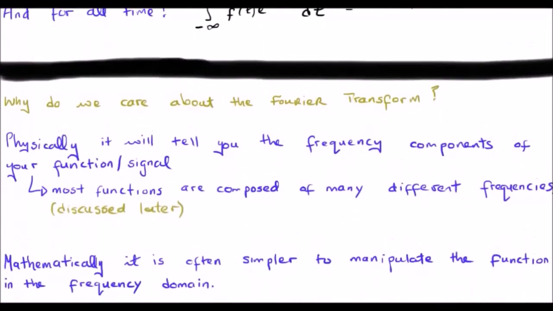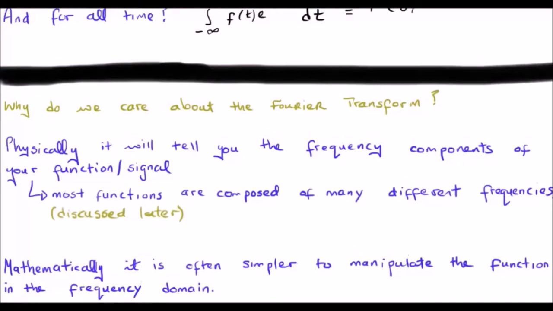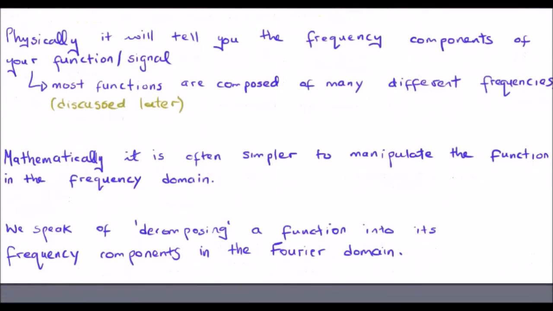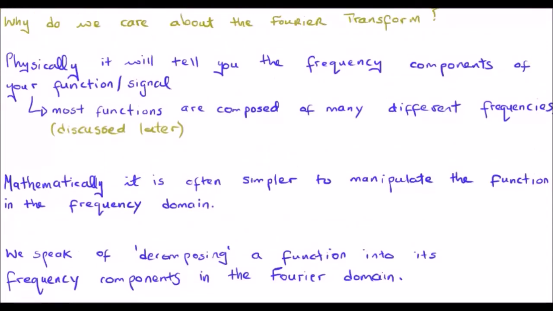So why do we care about the Fourier transform in the first place? Well, physically it will tell you the frequency components of your function or signal. Most functions are composed of many different frequencies, and that's something I will discuss later. So for the moment I'd like you just to accept that. Mathematically also, it is often simpler to manipulate the function in the frequency domain rather than in the original time or space domain. So we speak of decomposing our function into its frequency components in the Fourier domain.